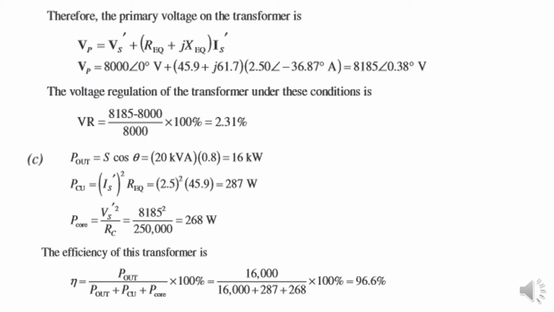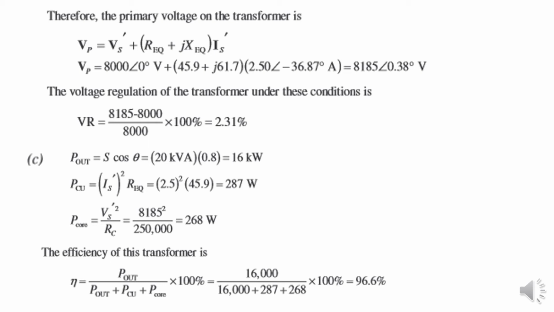Then the next thing is we were asked to calculate the transformer efficiency, right? In order to calculate the transformer efficiency, we have to calculate input power and output power. Output apparent power was given to us as 20 kVA. So 20 kVA multiplied by the power factor 0.8, we are getting the output power, which is equal to 16 kilowatts, right?